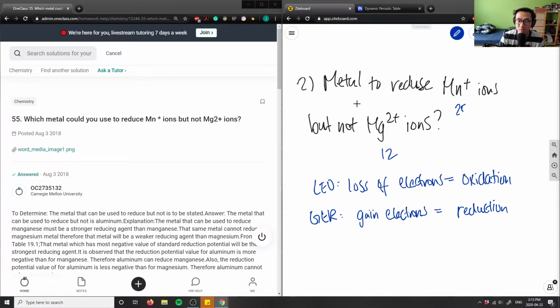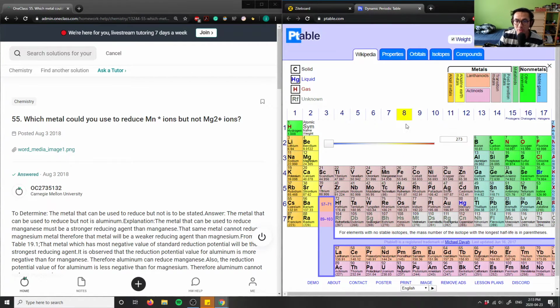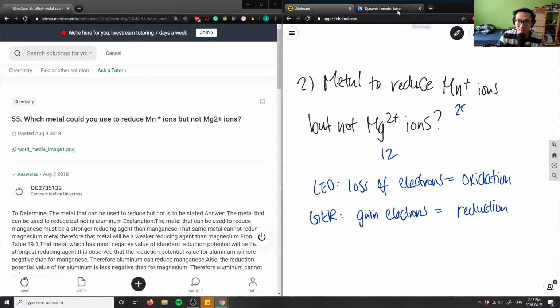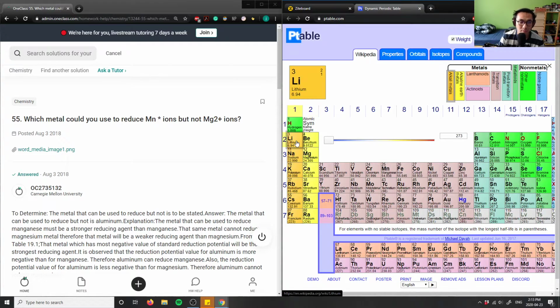So it says again, metal to reduce manganese ions, but not magnesium ions. That would actually not exist, right? If you think about this question, I want to reduce manganese, but not magnesium. If I look at my periodic table, my magnesium is here, right? If I want to reduce manganese, I would basically also reduce every other metal that exists before manganese, such as magnesium, right?